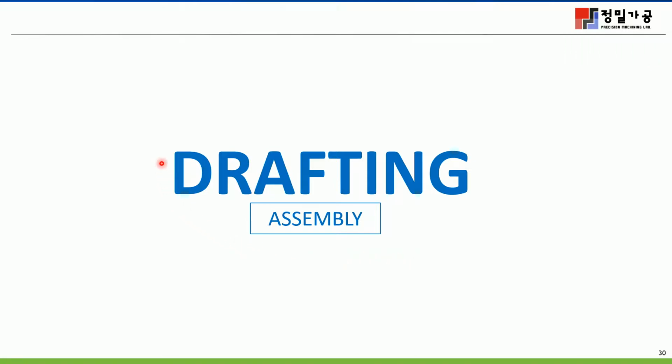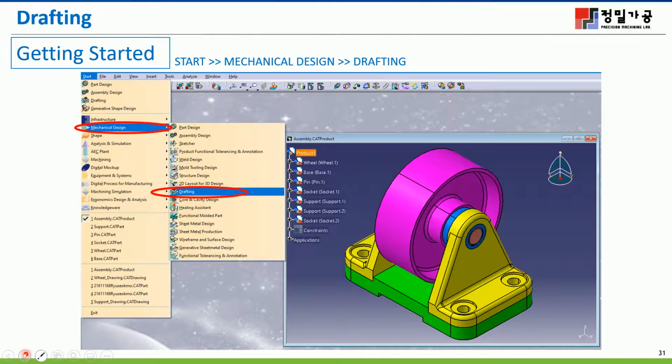Okay, now we are doing drafting for assembly. Yes, maybe you want to create a bill of material of your assembly in drafting, in a 2D drawing. And now we get started. First to do, create a new drafting. You have to select this one first, mechanical design and drafting. You can create a new drafting.